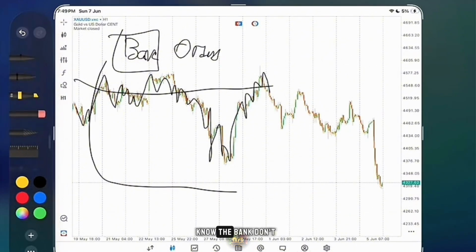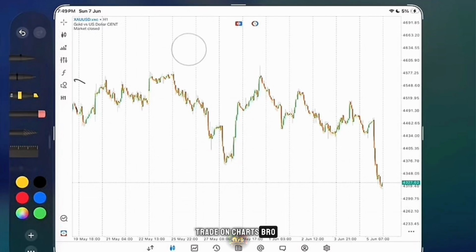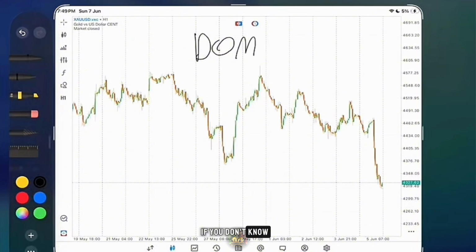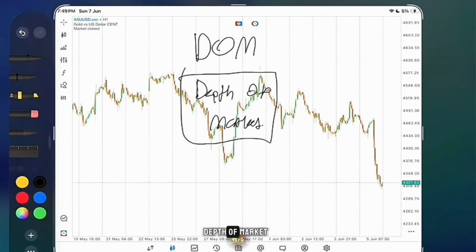As we all know, the banks don't trade on charts, bro. They don't look at this. The banks, basically, they go into DOM. If you don't know what DOM is, DOM is basically the depth of market. They trade on the depth of market. What is depth of market, you may ask? I will simplify this for you to easily understand.